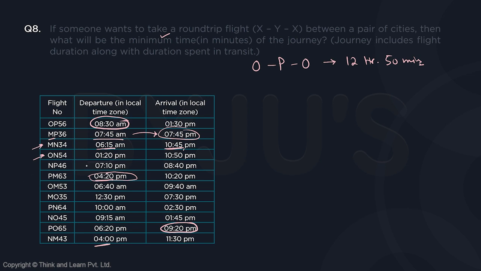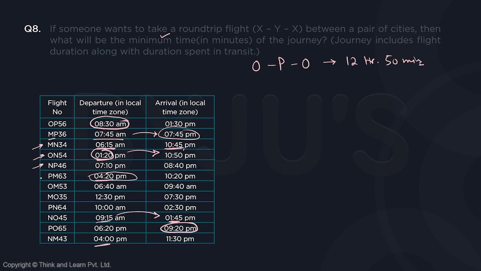Let's talk about O to N. It starts at 1:20, reaches there at 10:50, and N to O starts at 9:15, reaches there at 1:45. So it is not possible to go from O to N and back, but it is also not possible from N to O and O to N. If a flight goes from N to O, it reaches there at 1:45, but it leaves from there at 1:20. That means the departure time is before the arrival time. So a person cannot do a round journey here either.